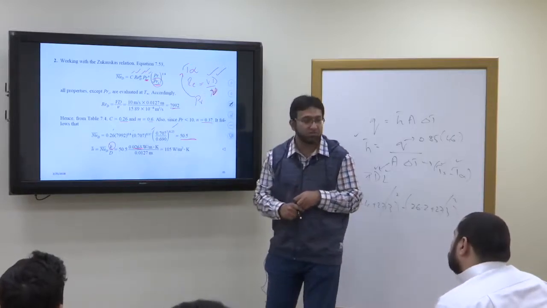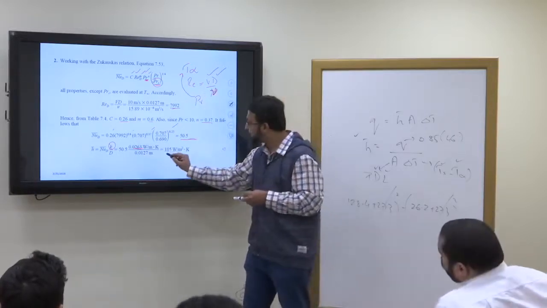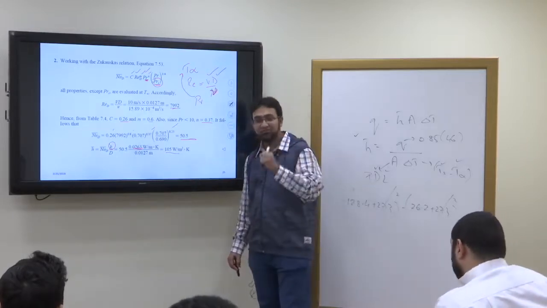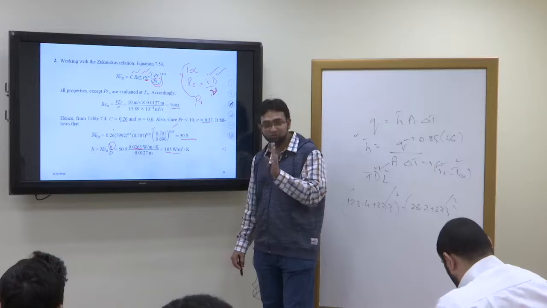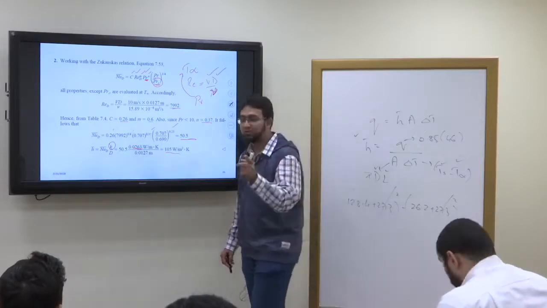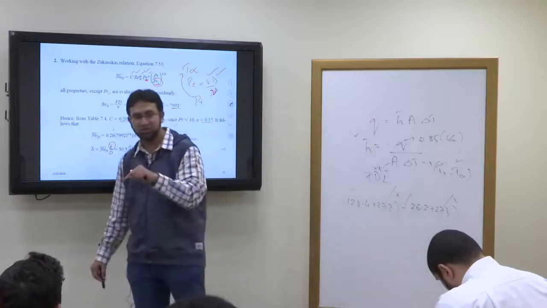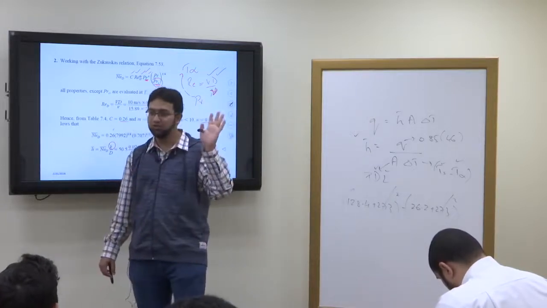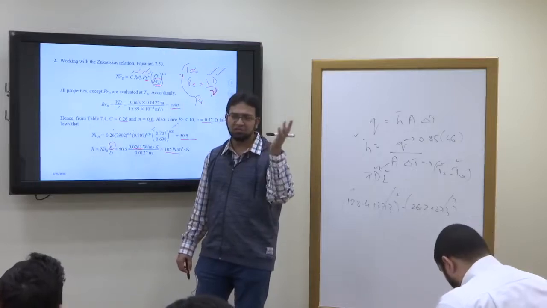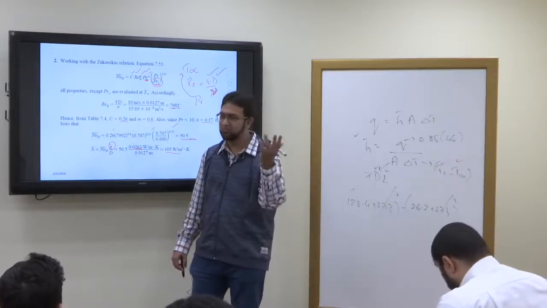So in these correlations, the answer comes out to be how much? 105. The actual is 102, so it's very close. But if you see in the comment section, they use the Hilpert correlation and the Churchill correlation, and their answers are too far away, around 80 for one, and similarly 97 or something for the other.